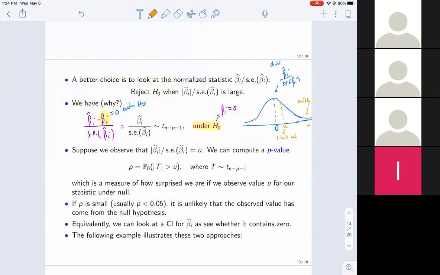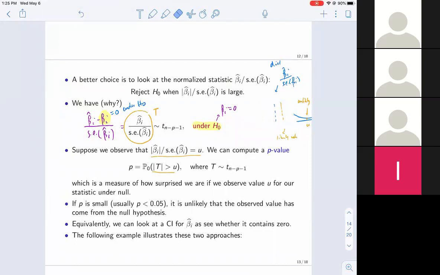To see whether it's likely or not, let's say I observe this value and it turns out to be U. I'm going to compute the probability that this T statistic, let's call this T, which is a T-distributed variable, has absolute value bigger than U. I'm going to call that a p-value. If this is very small, then I'm in this tail of the distribution, and so I'm going to reject.